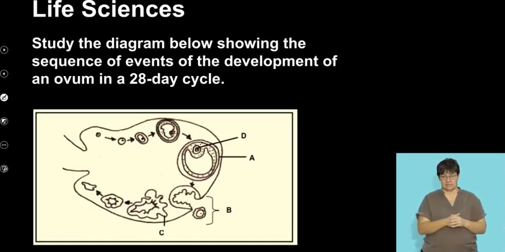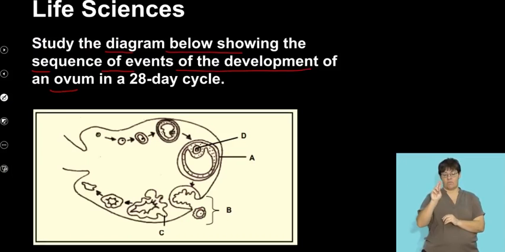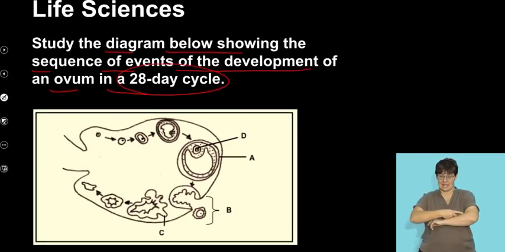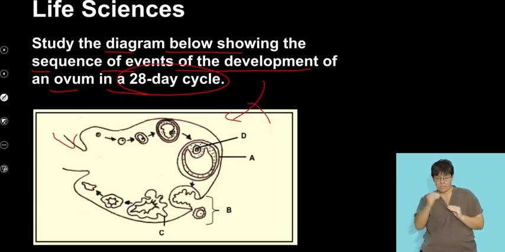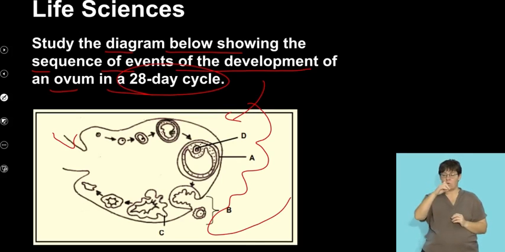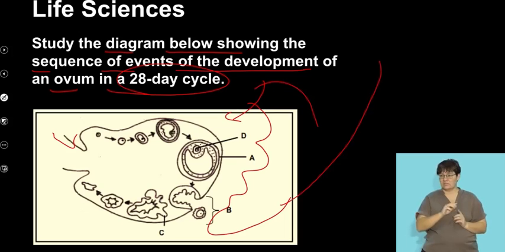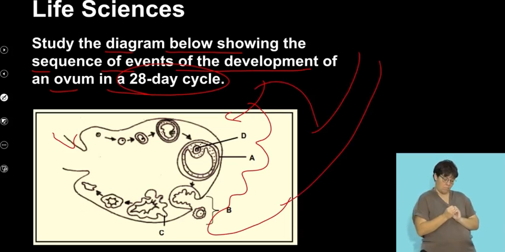The next question: study the diagram below showing the sequence of events of the development of the ovum in a 28-day cycle. Here is an enlarged diagram showing you the ovum, and this is the context to where the ovum is. If we were to draw in the fallopian tubes, they would be here, and that would be the fimbriae. So this is the context of where the ovary is, and this is pointing to various structures that are developing in the ovary.